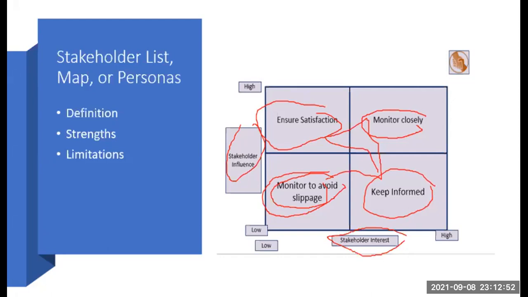So Ravi, this technique comes under personas. Yeah, because you're defining the user personas, right? And then mapping them into the quadrants. Okay.